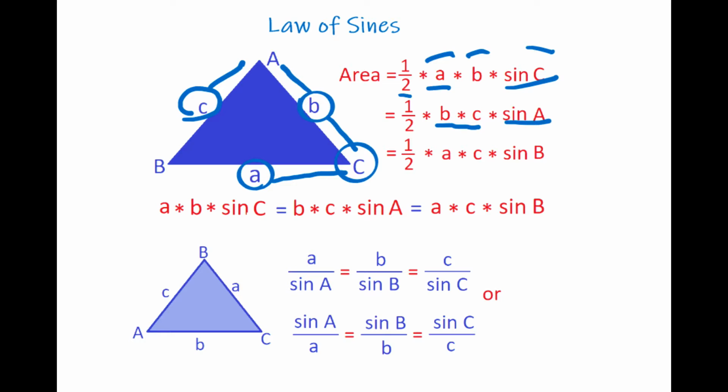And similarly, this is also equal to 1 divided by 2 times a times c times sine b. As you can see, all of those values are different. A, c, b, b, c, a, b, c. You can memorize it in this way, actually.